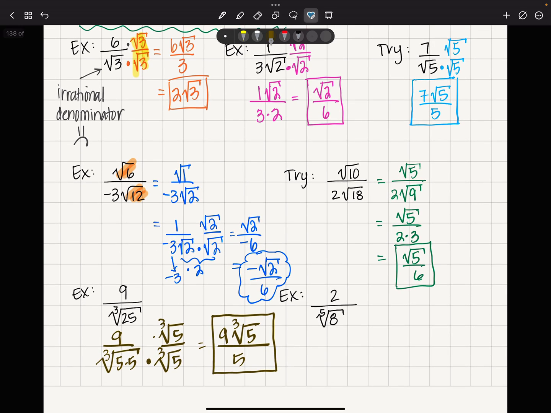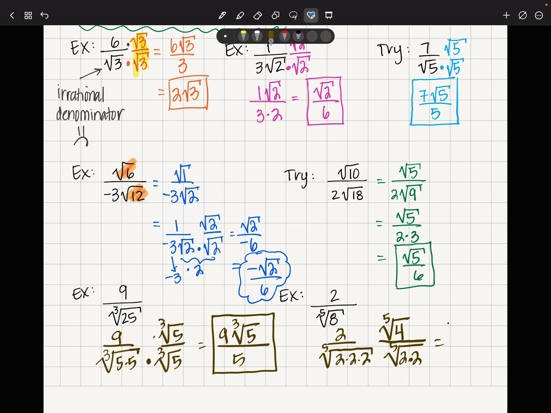Okay, in this next example, I've got 2 over the 5th root of 8, which is 2 times 2 times 2. That's 3 of them. To have a perfect 5th root, I would need a group of 5. So that means I'm going to need 2 more. And I'm going to have that 5th root in there because that's the index that we're working with. Now, if I multiply the 5th root of 4 in the denominator, I have to multiply that by the 5th root of 4 in the numerator as well.